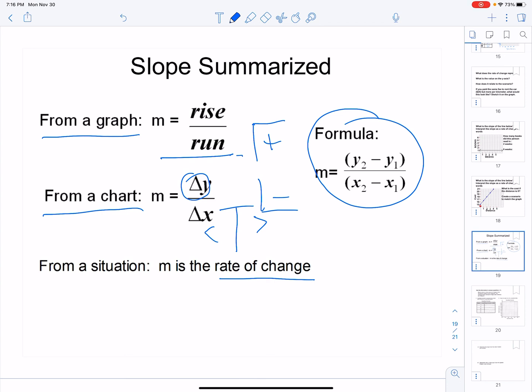And then we know that our y-intercept is always going to be the point at which that graph will cross the y-axis. Okay, so until tomorrow, I'll see you later.